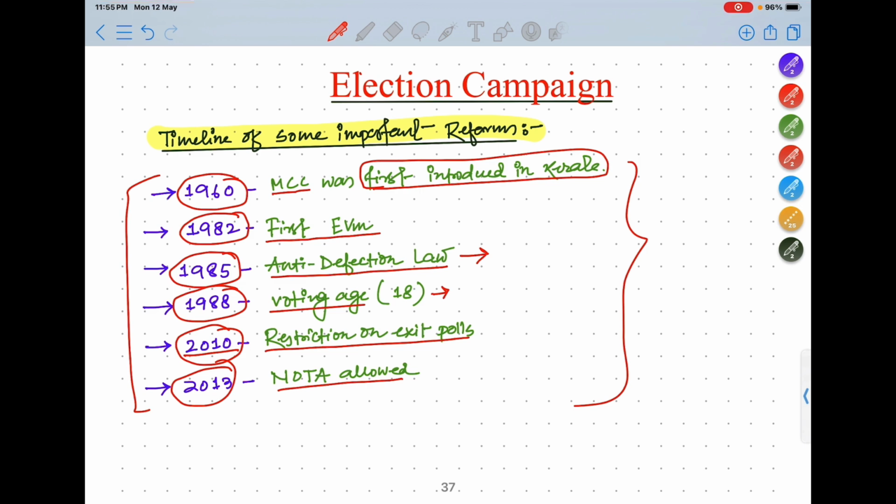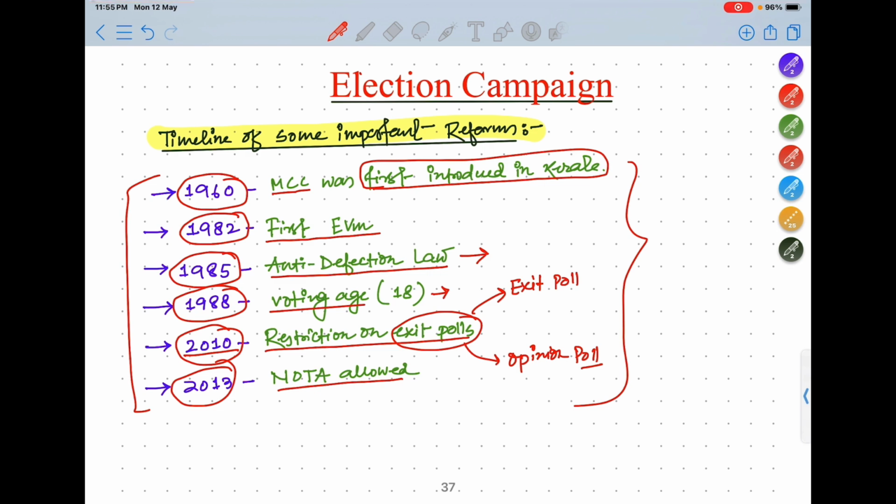Now I have used the term exit poll. What is an exit poll? And what is an opinion poll? There are two things. In the exam they may also ask about this.